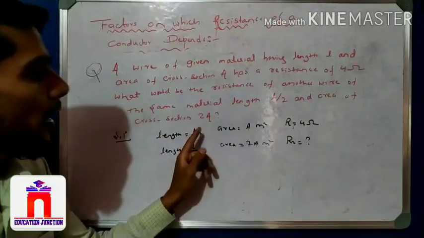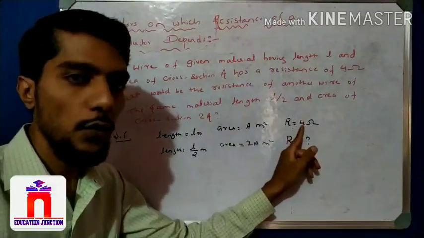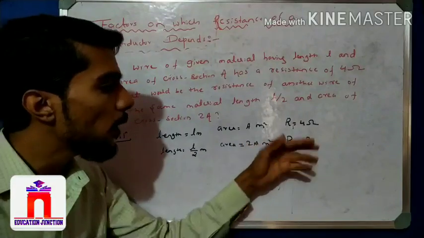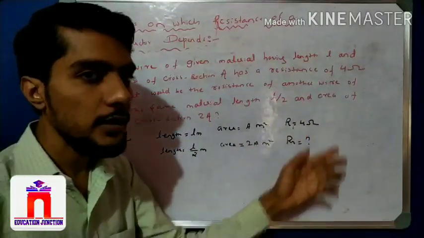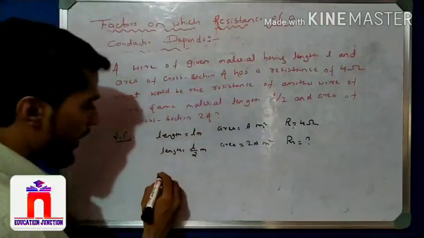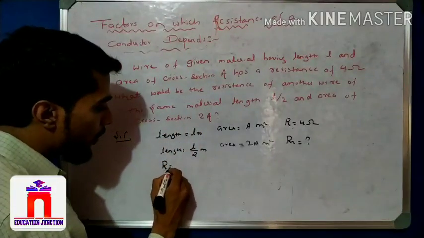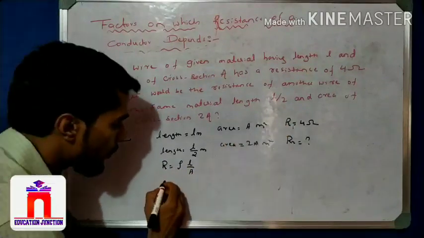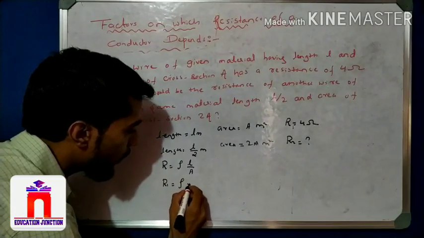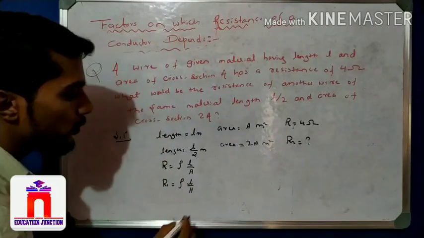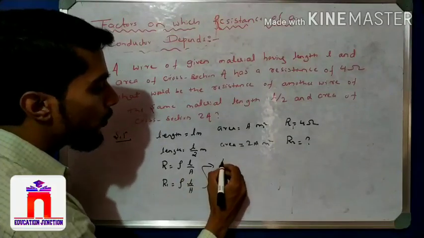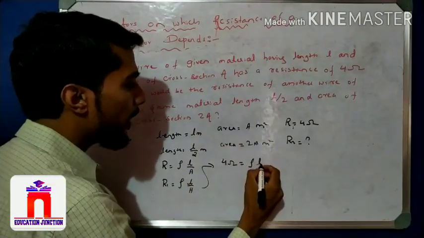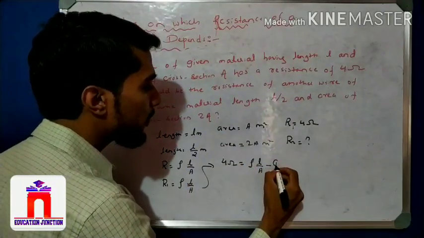If the length is L and the area is A, then the resistance is 4 ohm. What happens if the length is half, the resistance is halved, and if the area is double, what about the resistance? Here we know that R is equal to rho L by A. This is the formula. So R1 is equal to rho L by A, and R1 is 4 ohm. So 4 ohm is equal to rho into length L and area A. This is equation 1 for the first conductor.